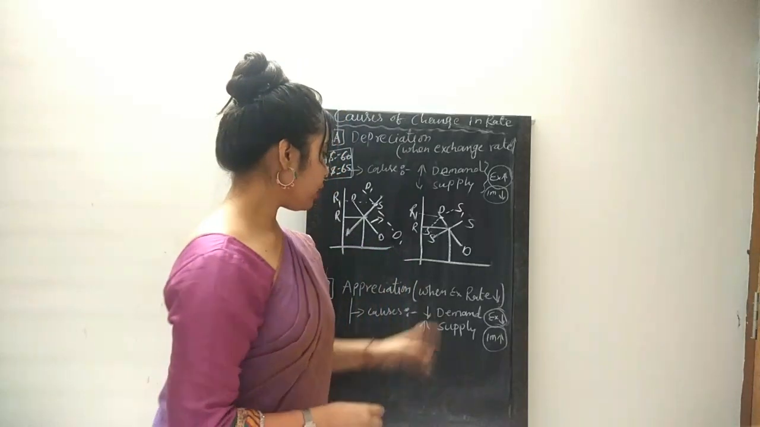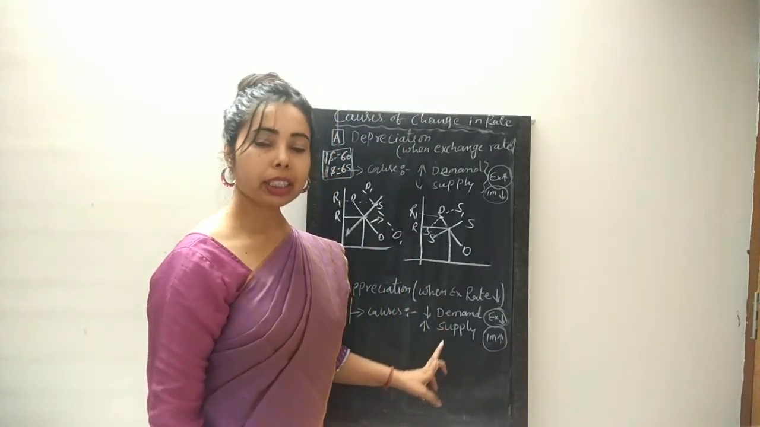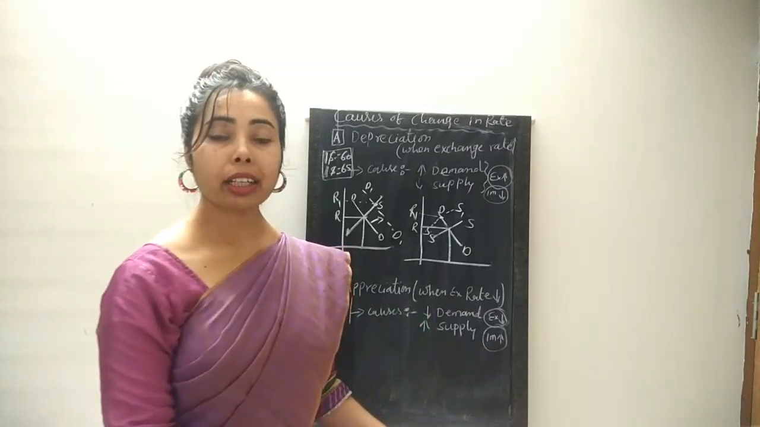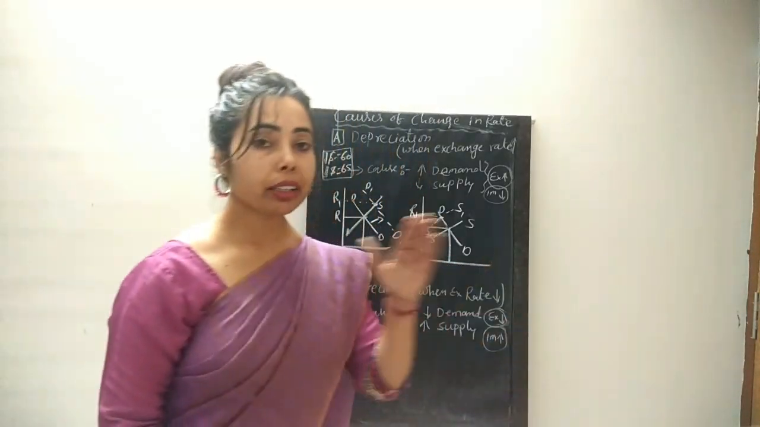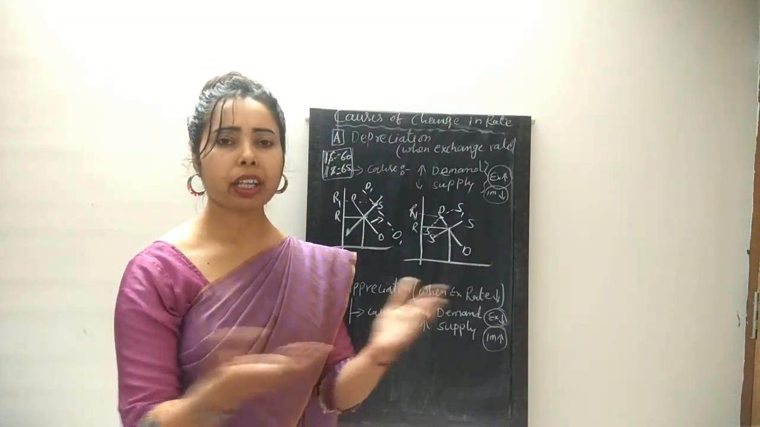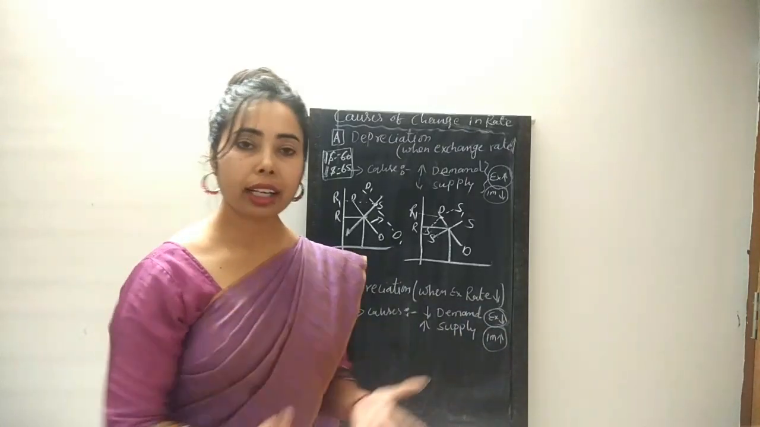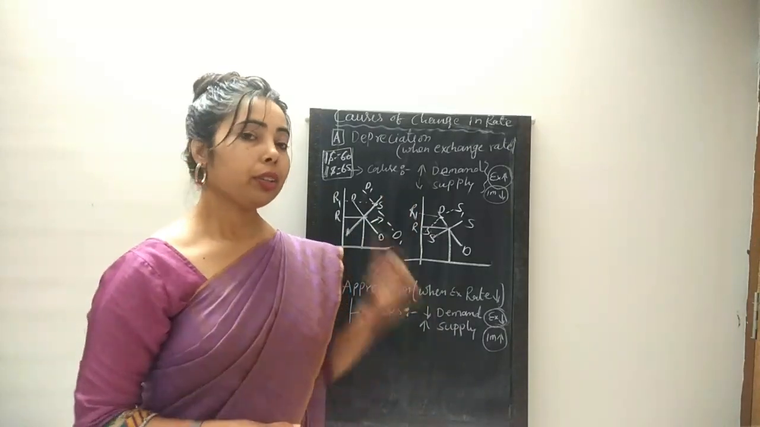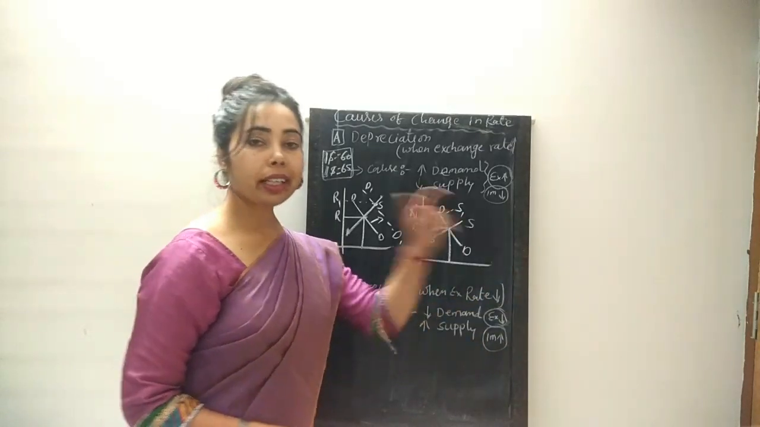The reason is that when the demand for foreign currency falls and the supply of foreign currency increases, there is appreciation. We have already seen the sources of increase and decrease in demand. When demand for foreign currency decreases, it means we are not willing to buy goods, we just want to sell our goods. In that case, demand will fall and supply will increase, so there will be appreciation. It means the foreign exchange rate is lower.